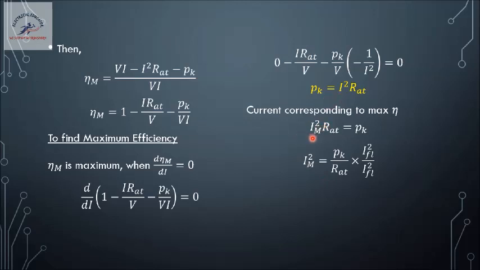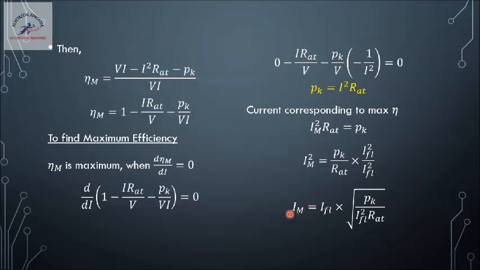So the current I square here, I have taken it as Im square just to identify it as a current corresponding to maximum efficiency. Please do not get confused. This is not the maximum current. This is the current corresponding to maximum efficiency. So Im square will be equal to Pk by RAT. Let me multiply and divide it by the full load current square, just for my convenience.